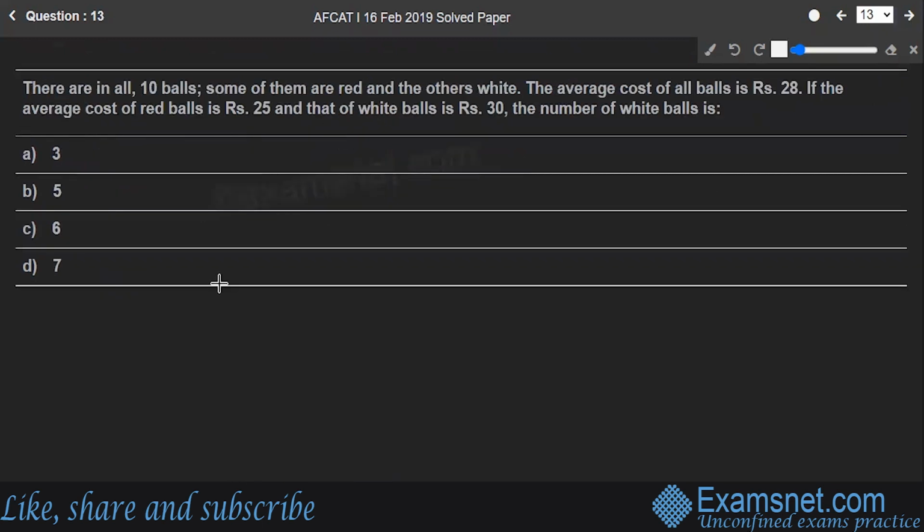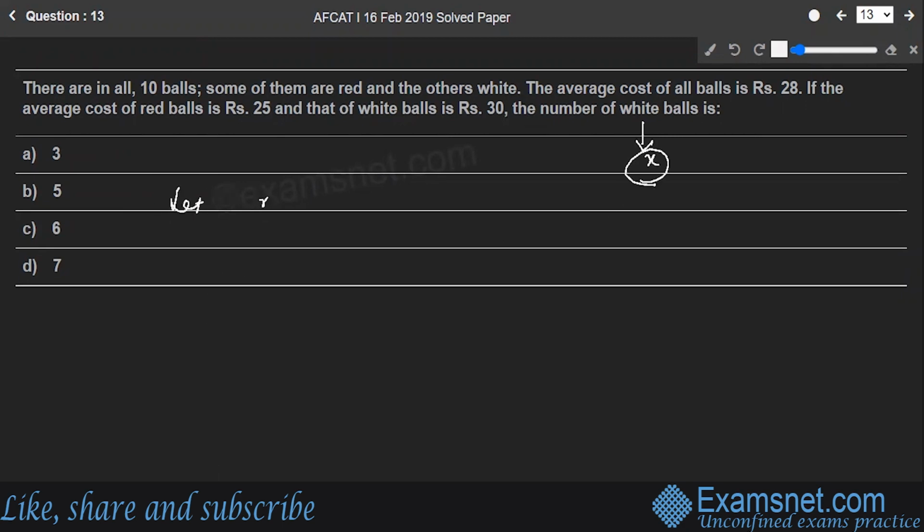Next is question number 13. It says there are in all 10 balls, some of them are red and others are white. The average cost of all the balls is 28. If the average cost of red balls is 25 and that of white balls is 30 rupees, then the number of white balls is. You have to find out the number of white balls. Let's assume this to be X in the first place.